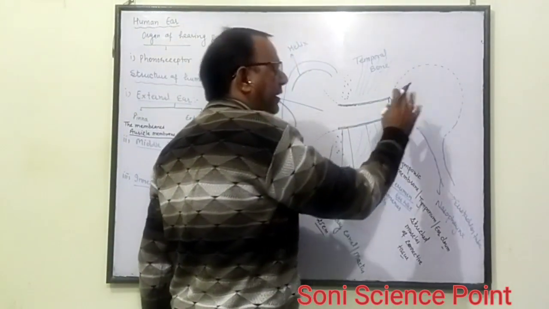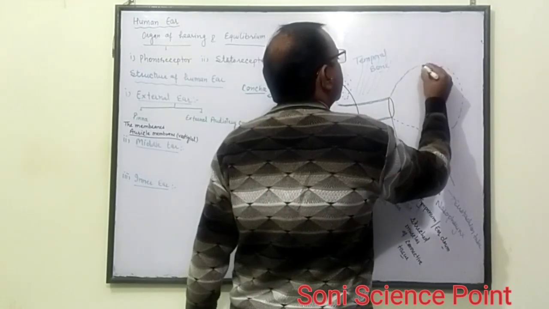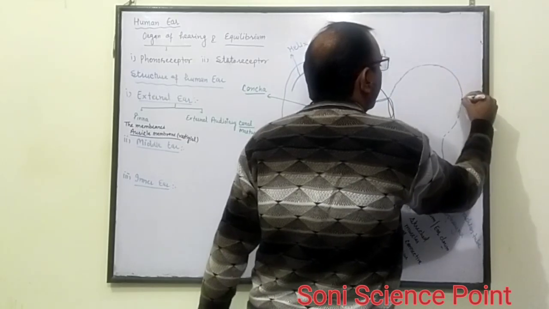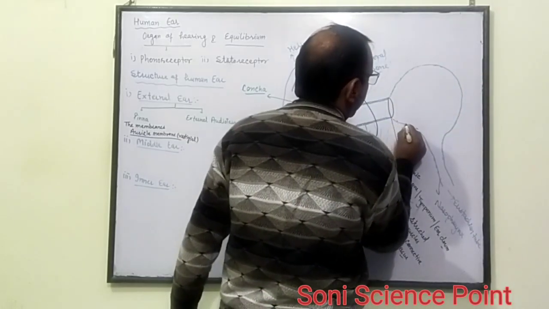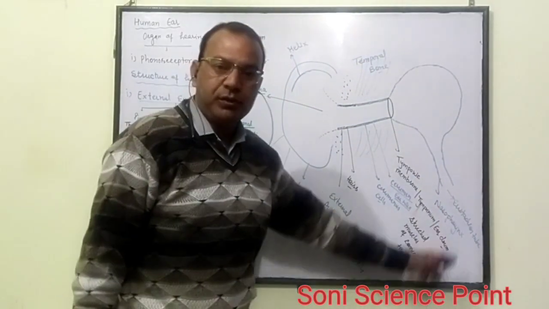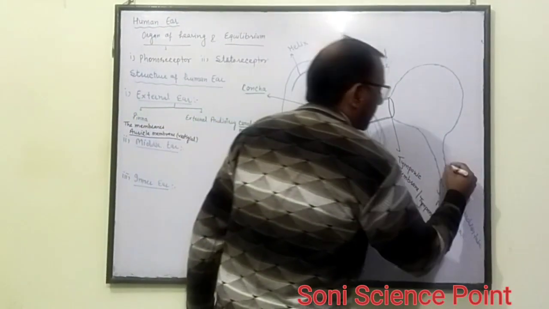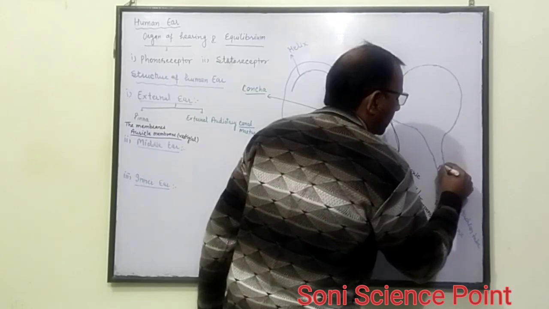The middle ear contains a cavity which is irregular. This cavity is filled with air and it contains bones, and a tube which comes into the nasopharynx. That tube is called the eustachian tube. In this tube there are some valves present.